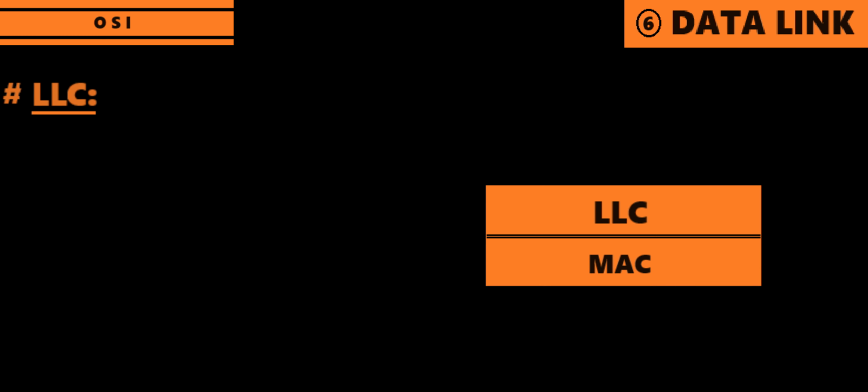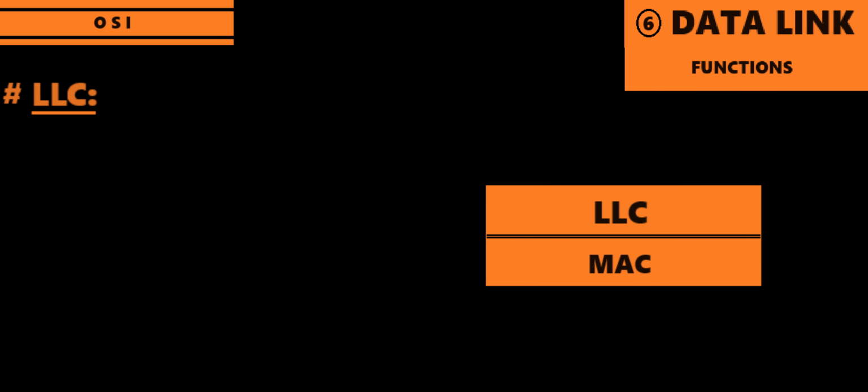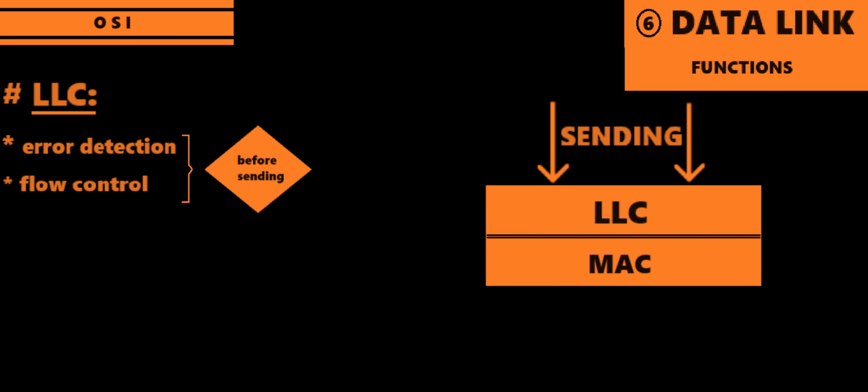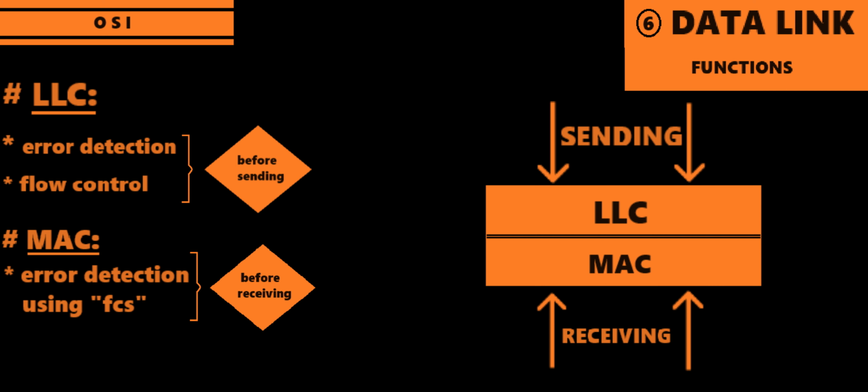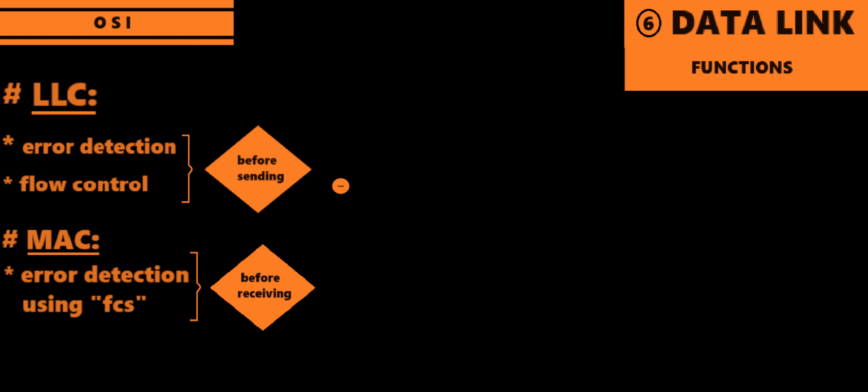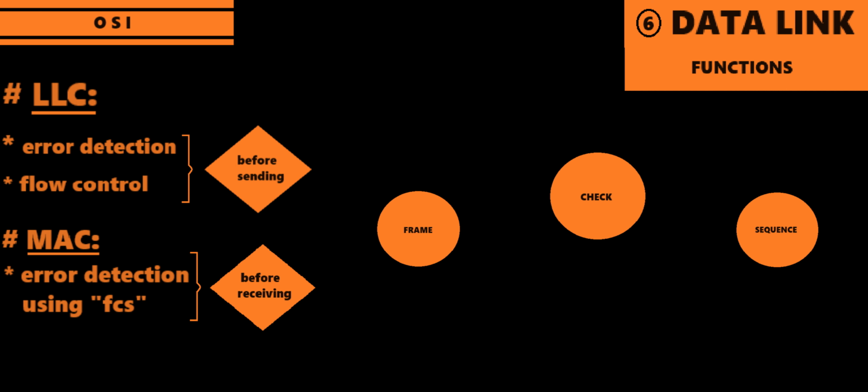The logical link layer is responsible for completing the error detection and flow control of the message that is received from the upper layers in the process of sending the message. On the other hand, the MAC layer is also responsible for error detection when data is received from the physical layer, using the FCS, which is referred to as frame check sequence.